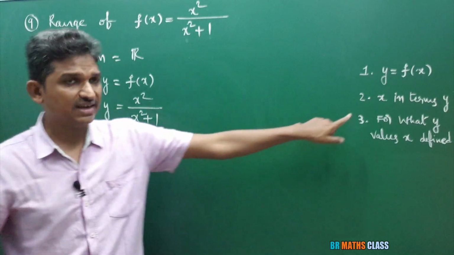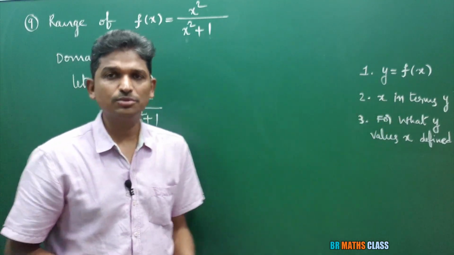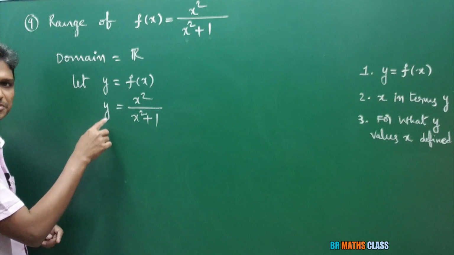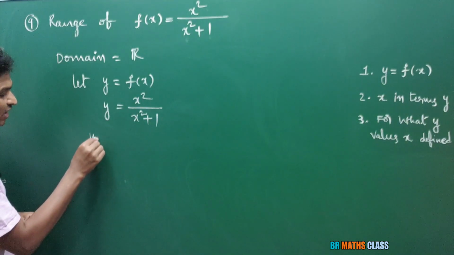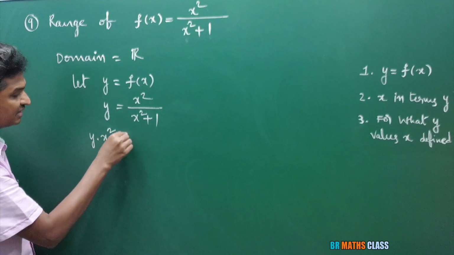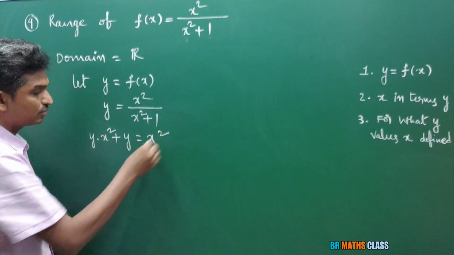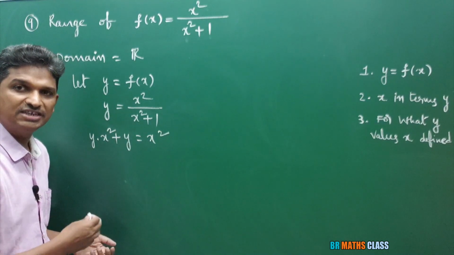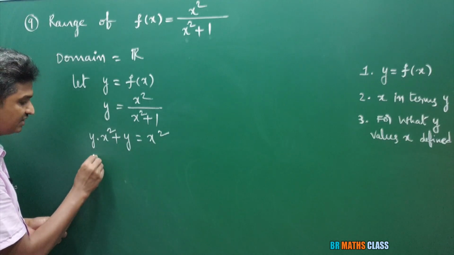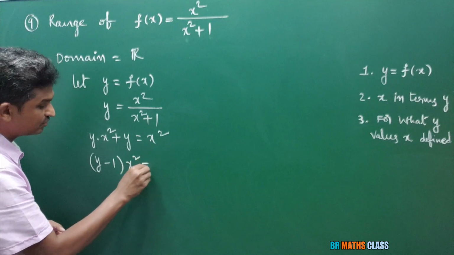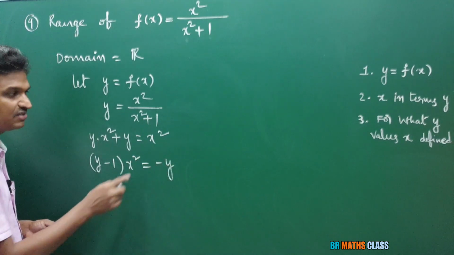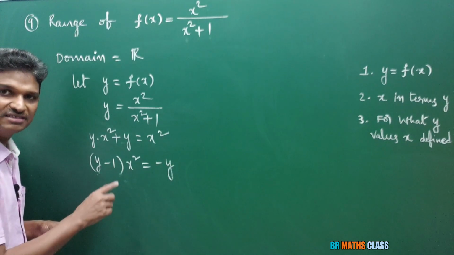Now, second step, I want to write x in terms of y. To write x in terms of y, I'll simplify this. Simplify, what will you get? y into x square plus y equal to x square. What we want is x in terms of y. Now you take x square to this side and take x square common. What will you get? y minus 1 into x square equal to minus y. I hope you understand.